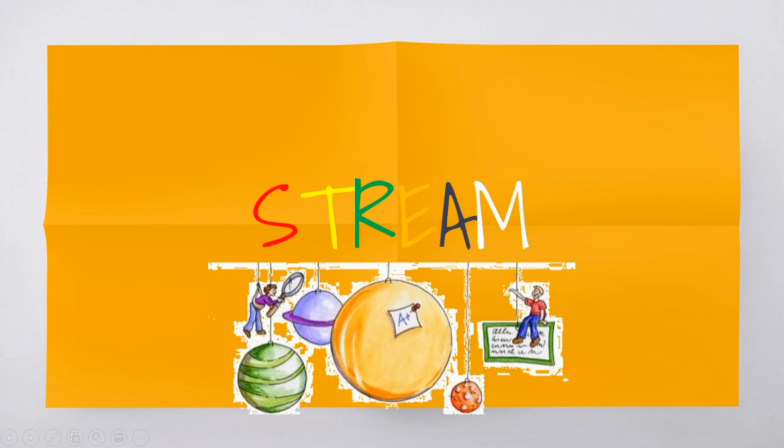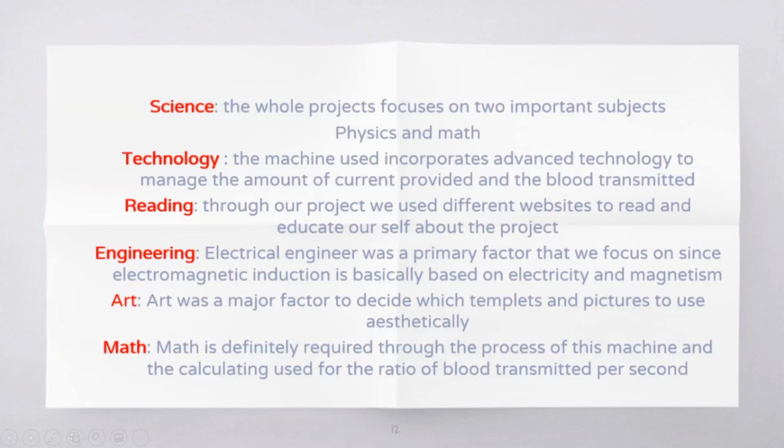And now, let's link our lesson to STREAM. Science. The whole project focuses on two important subjects, physics and math. Reading. Through our project, we use different websites to read and educate ourselves about the project. Math. Math is definitely required through the process of this machine and the calculations used for the ratio of blood transmitted per second. Technology. The machine used incorporates advanced technology to manage the amount of current provided and the blood transmitted. Engineering. Electrical engineering was a primary factor that we focused on, since electromagnetic induction is basically based on electricity and magnetism. And finally, art. Art was a major factor to decide which templates and pictures to use aesthetically.